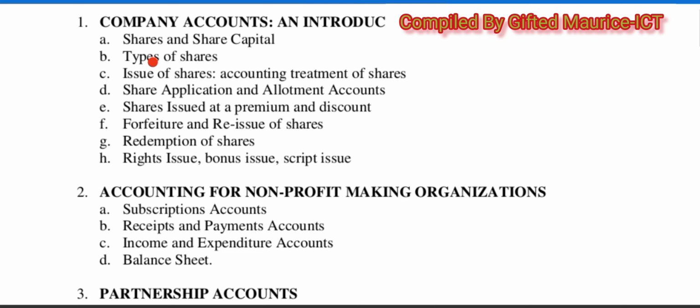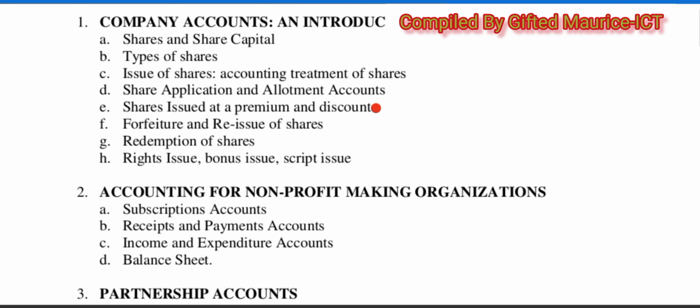In this case, we will look at the various methods that we have of issue of shares. So we have several methods of issue of shares. Sometimes we may issue them through a bonus issue. Sometimes we may issue them through a scrip issue. Sometimes we may issue them through a prospectus. Sometimes we may issue them through placing, etc. So we will look at the various methods of issuing shares.